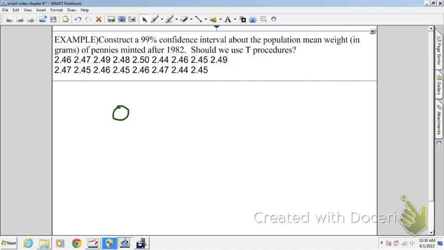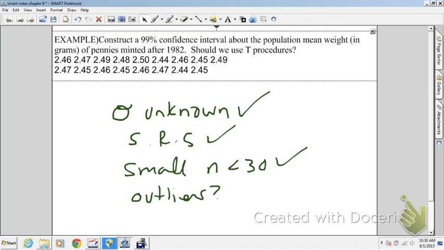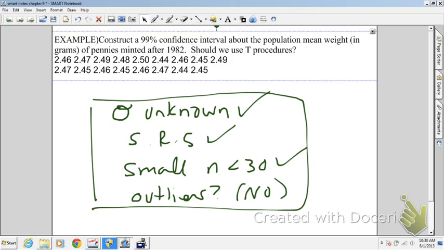So let's make a mental checklist. We're assuming this is a simple random sample. Sigma's unknown. It's a small sample, so n is less than 30. Have we checked for outliers yet? No, but we could. I'm going to put it in the calculator in a moment and make a box plot, but we'll see that there are no outliers. So we're looking good to use T procedures, okay?